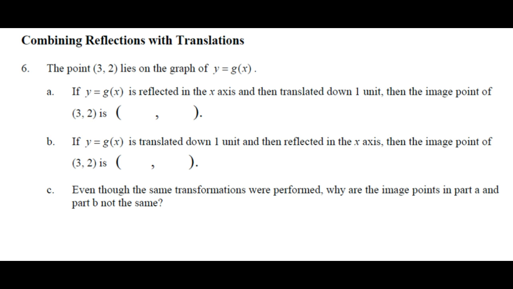Combining, so, okay, now we've got the whole reflection thing down, right? But the first thing we do is translations. Now we're going to combine the two together, right? We're going to do reflection and then a translation. Or should it be vice versa? Well, let's look. The point (3, 2) lies on the graph of y equals g of x. Some ungraphable graph, right? But there is this point on it. If y equals g of x is reflected in the x-axis and then translated down 1 unit. All right, so I'm of too simple a mind.